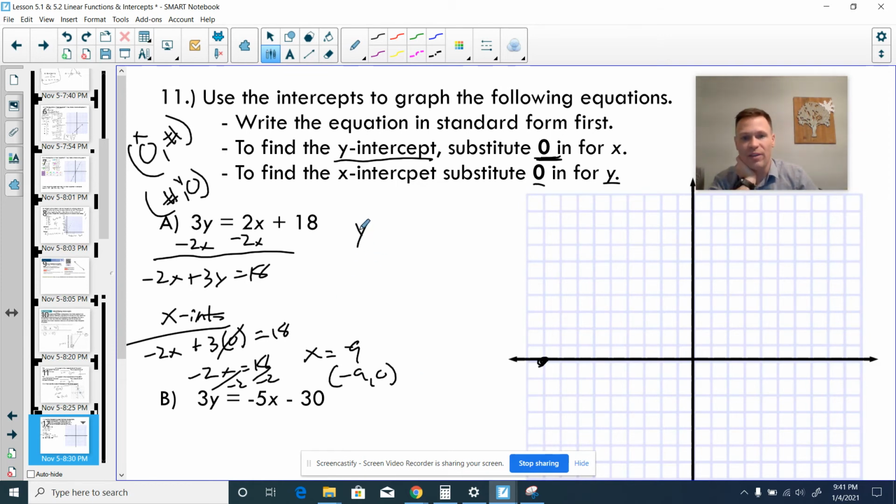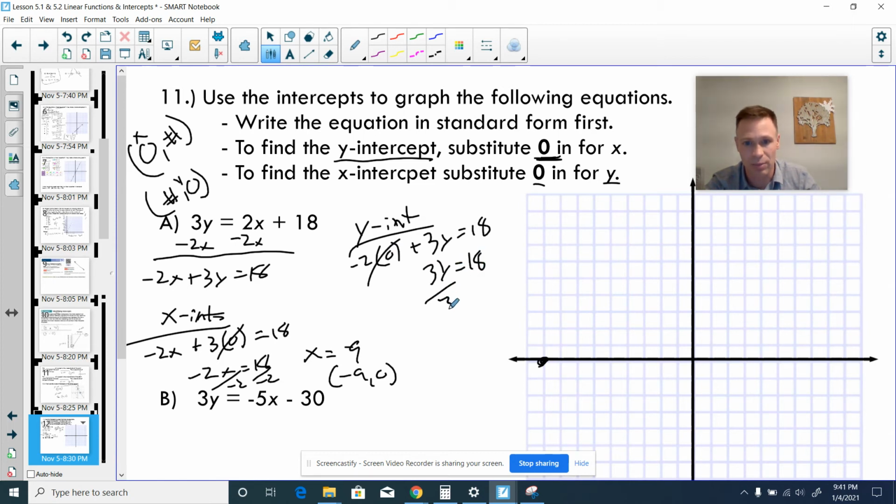When I find the y-intercept, I have to substitute 0 in for x. So that's exactly what I'll do. 0 will now go in for x. So it's negative 2 times that 0 plus 3y is equal to 18. Negative 2 times 0 is 0, so that's gone. So I'm left with 3y is equal to 18. I divide by 3, and I get y is equal to 6.